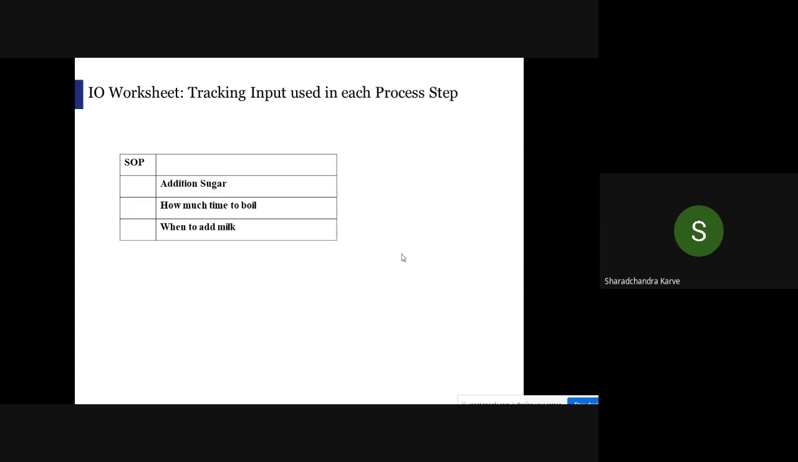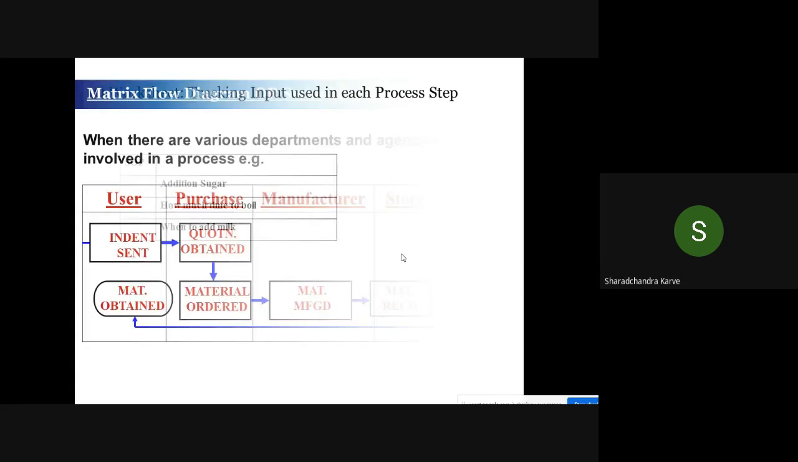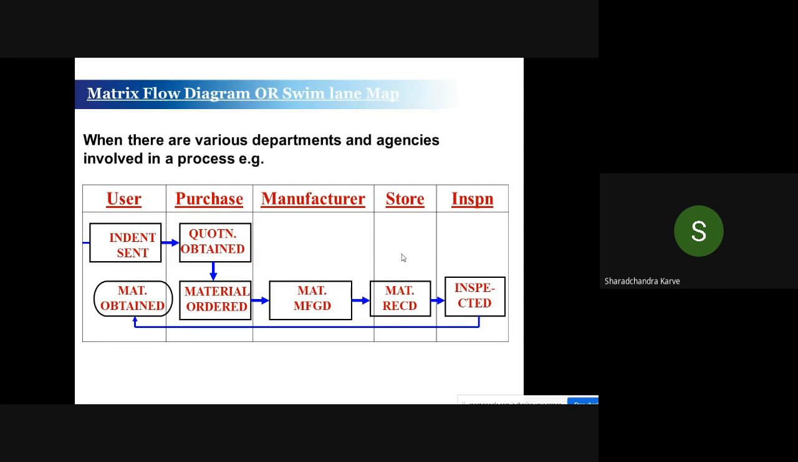What is important here is that these are different SOPs followed by different families or people. So are they making a difference to my tea taste? If they are making a difference to my tea taste, I am capturing it as a potential X and taking it for further analysis. Traditionally, when we are mapping a transactional process, it is generally done in a Swimlane map.